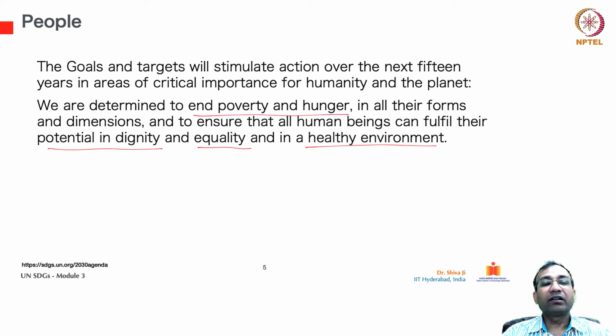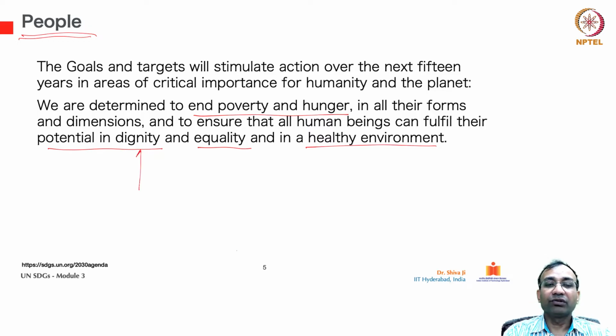Ending poverty and hunger, the first two SDGs, like we all know. Those are the first and foremost goals, with this set of SDGs related to the aspect of people, because this is the group of people for whom all of these efforts are being made.